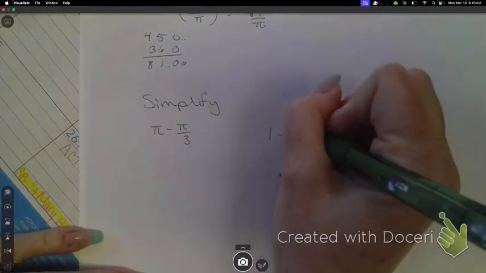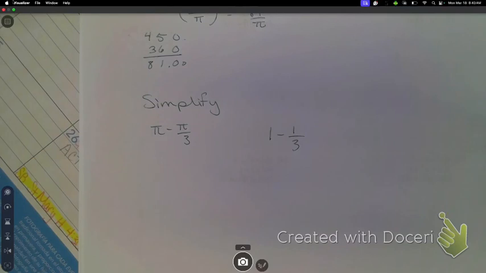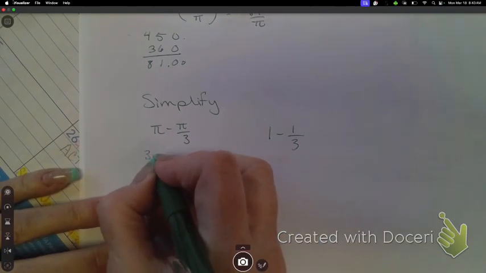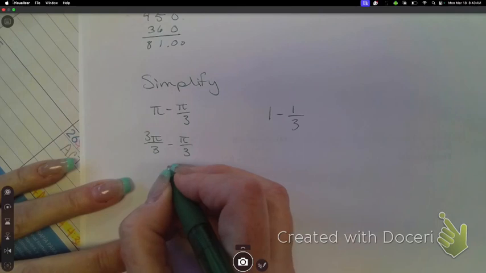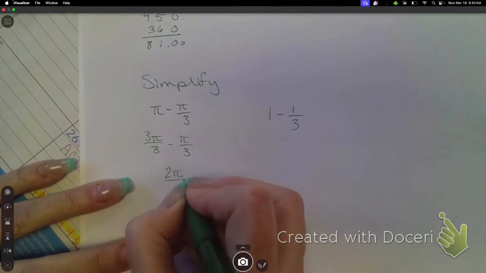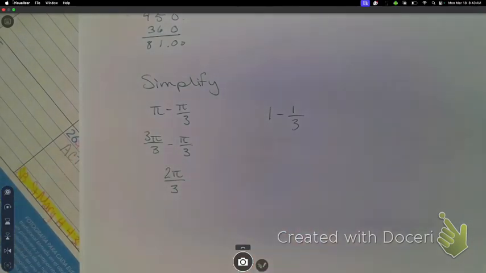One minus 1/3. It's 3 pi over 3 minus pi over 3. So it is what? Just fractions, guys.